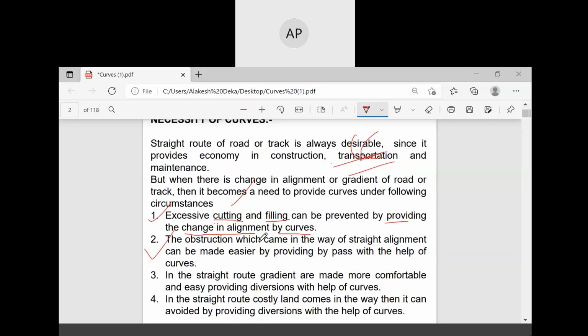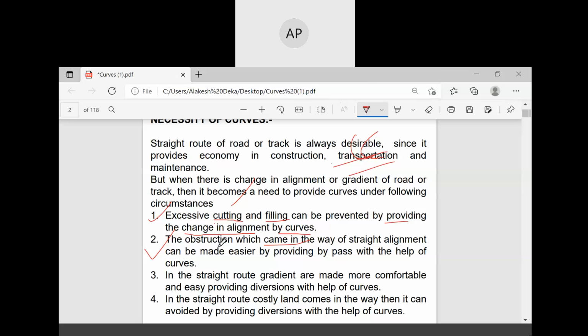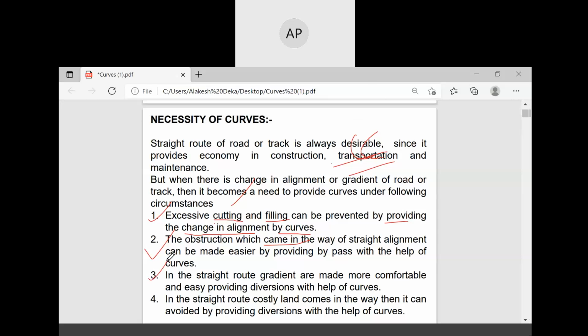Next, an obstruction which comes in the way of a straight alignment can be bypassed with the help of curves. In a straight route, gradients are made more comfortable and easy by providing diversions with the help of curves. In a straight route, if costly land comes in the way, it can be avoided by providing diversions with the help of curves.